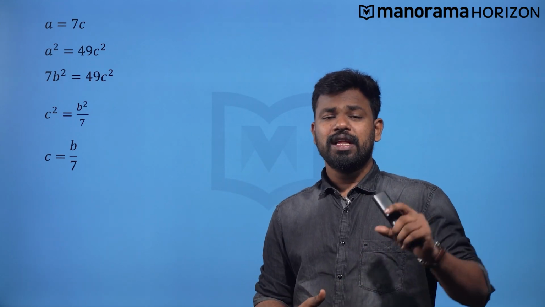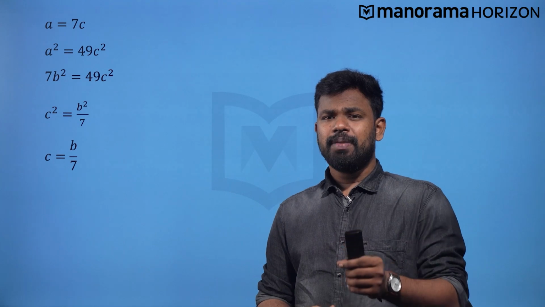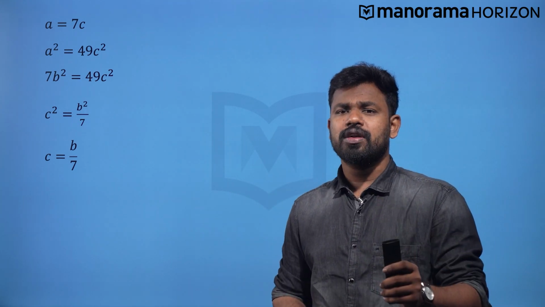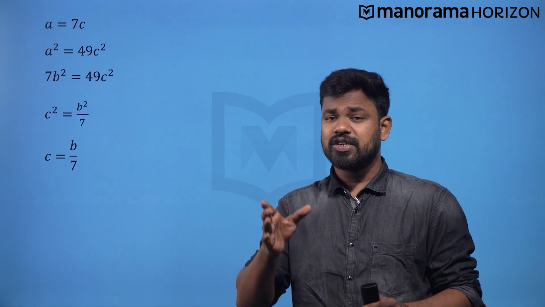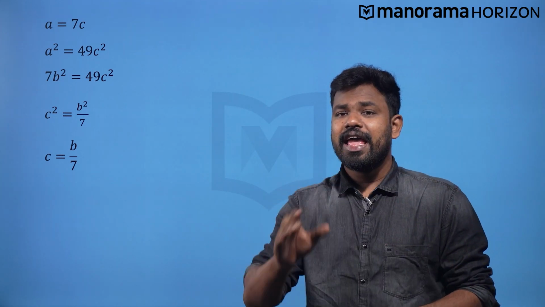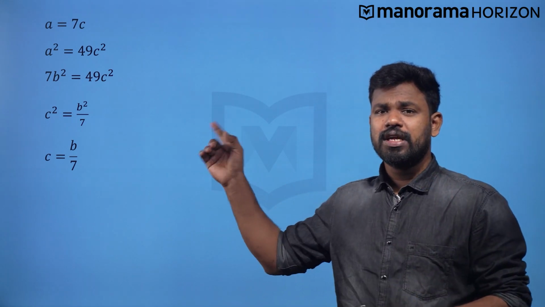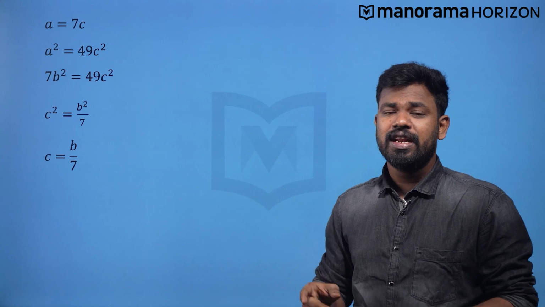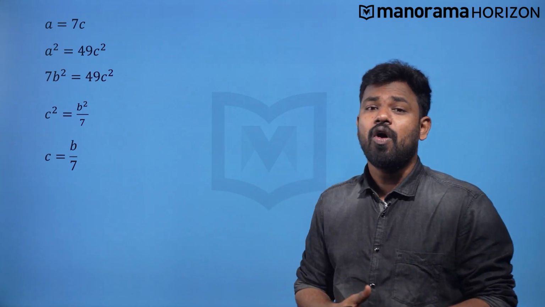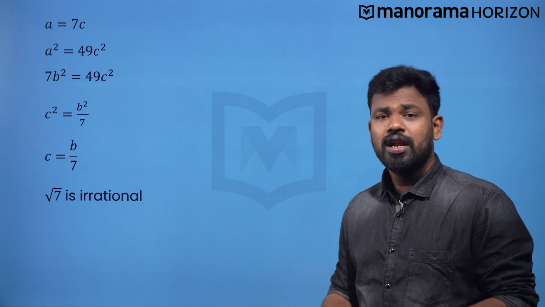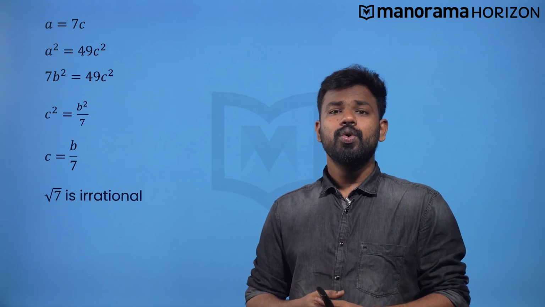But we have already shown that 7 divides A. This implies that 7 is a common factor of both A and B, which contradicts our earlier assumption, right? It is contradicting the earlier assumption that A and B do not have any common factors. This shows that our assumption, that root 7 is rational, is what? A wrong statement. Hence the statement root 7 is irrational becomes a true statement.